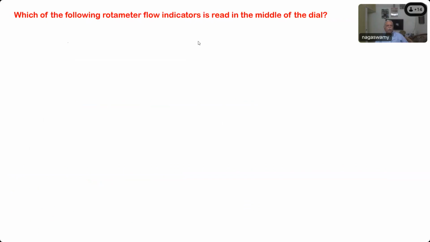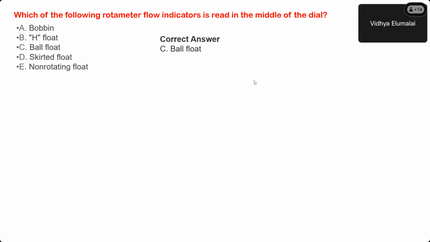Which of the following rotameter flow indicators is read in the middle of the dial? Bobbin, H float, ball float, skirted float, and non-rotating float. Ball float is the correct answer, read in the middle.